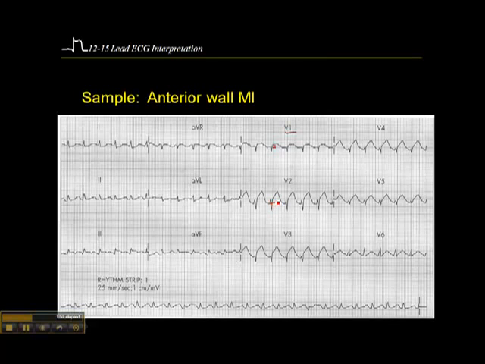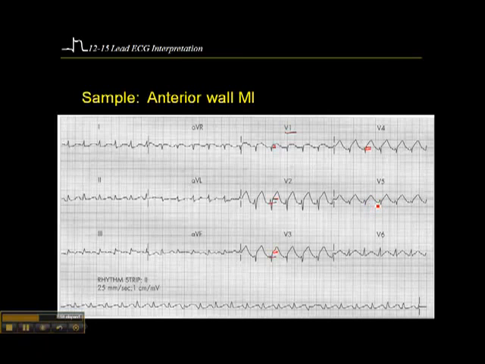V2, here's the baseline. There's a J point, definitely at least a couple of millimeters of ST elevation. V3, here's the baseline. There's a J point. V4, here's the baseline. Here is the J point. So clearly we have not just an anterior wall MI here, but we have an anterolateral wall infarct.